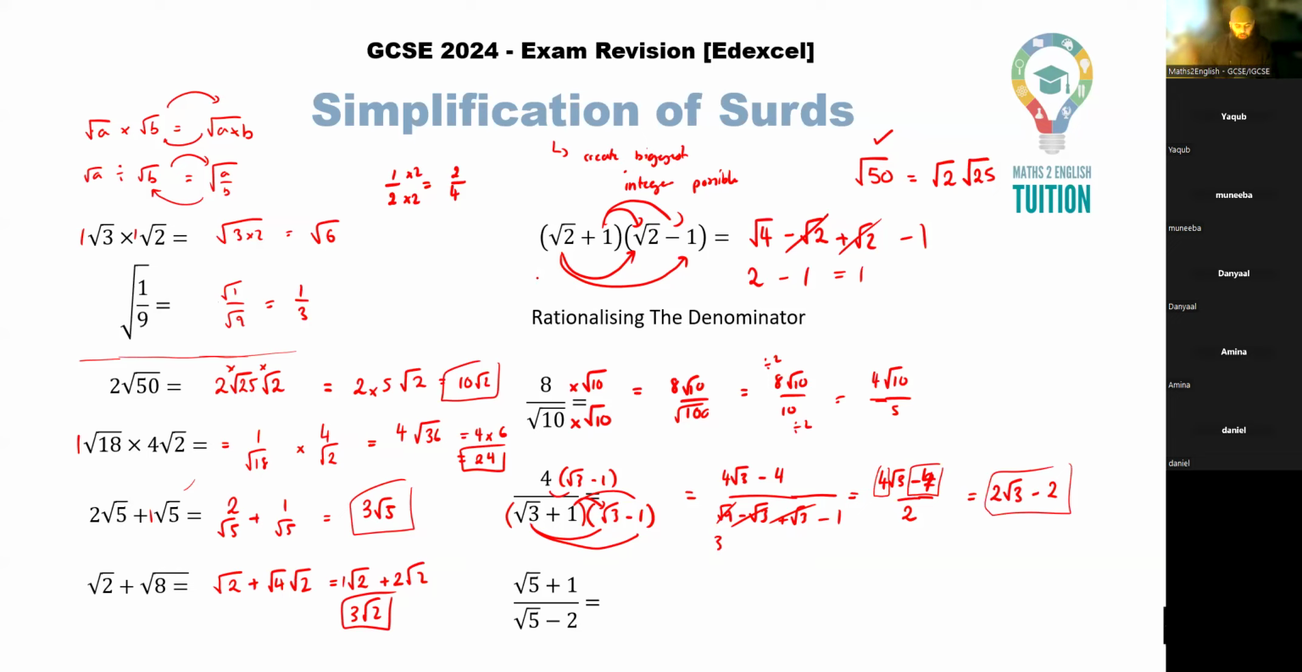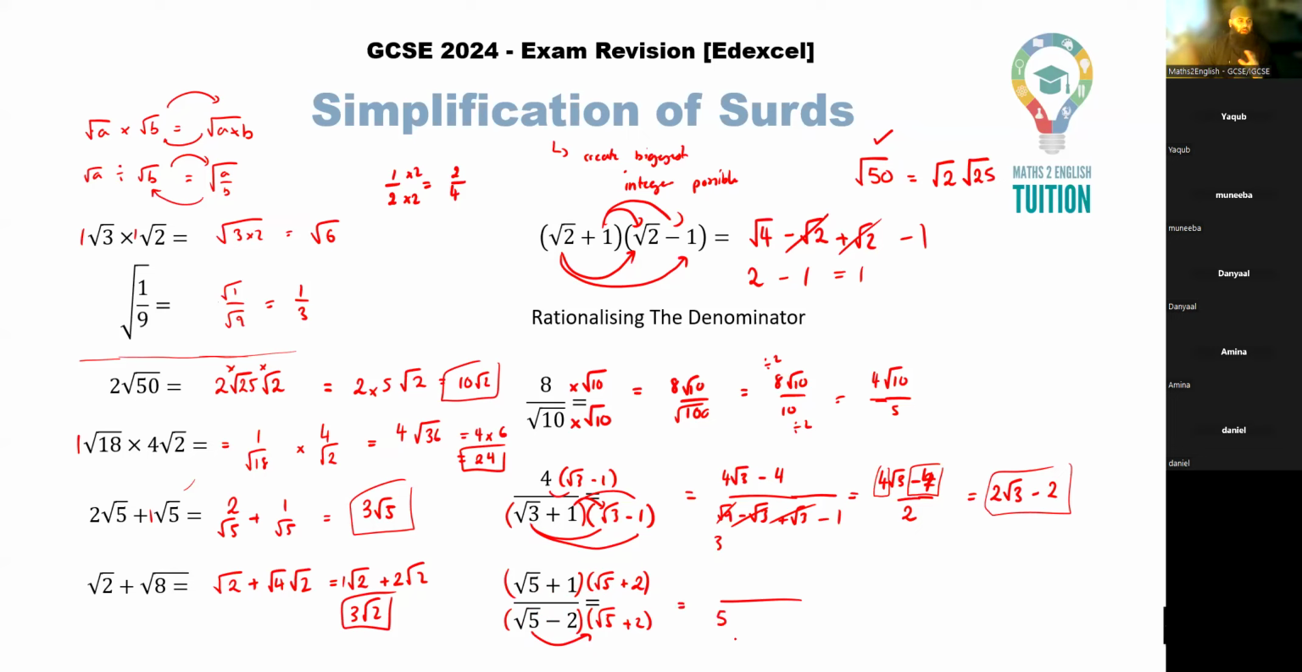Okay, last question over here for simplification of surds. We're going to do the following. We're going to multiply by a positive version of the same thing, square root of 5 plus 2, and whatever is at the bottom, it is the same thing on the top, square root of 5 plus 2. So we're going to expand the brackets. Square root of 5 times square root of 5 is going to give me 5.